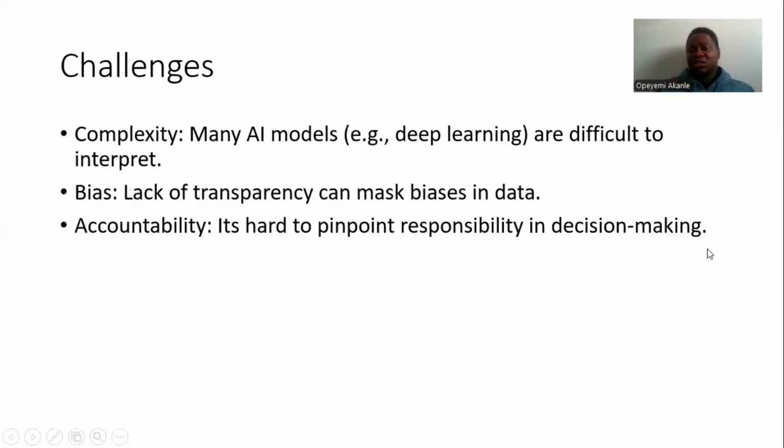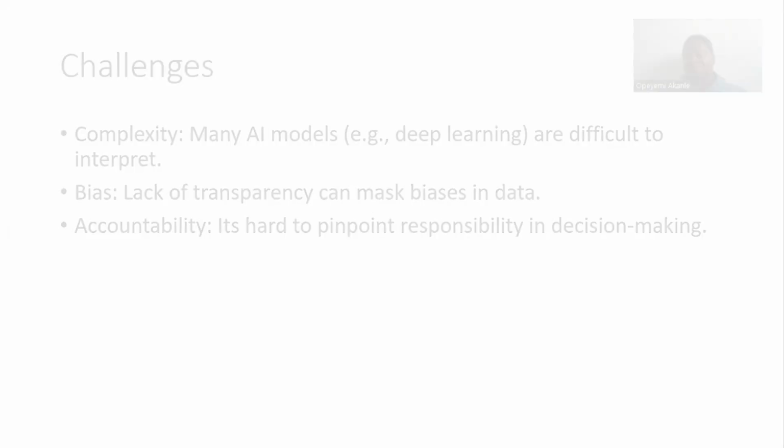So what are the challenges that we have here? We have complexity. Many models like deep learning are difficult to interpret. These models are very complex, so we have issues interpreting the outcomes. And also we have bias. Lack of transparency can mask bias in data. Then we have accountability. It is very hard to pinpoint responsibility in decision making.